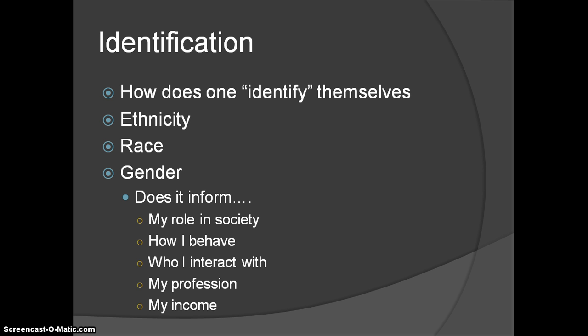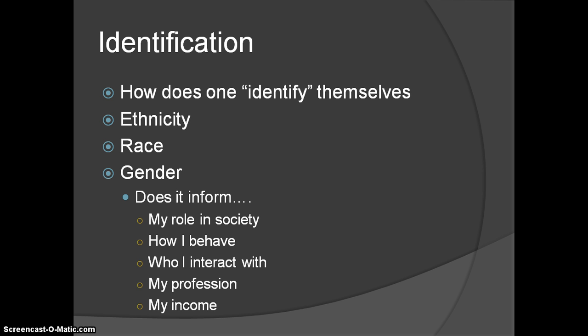Anyway, this idea of identification. We're really just going to go over three different ways that we might identify ourselves, or historically have been identified for us. We're going to talk about ethnicity, race, and gender. First, we're going to talk about ethnicity, and that's what we're going to be dealing with today.